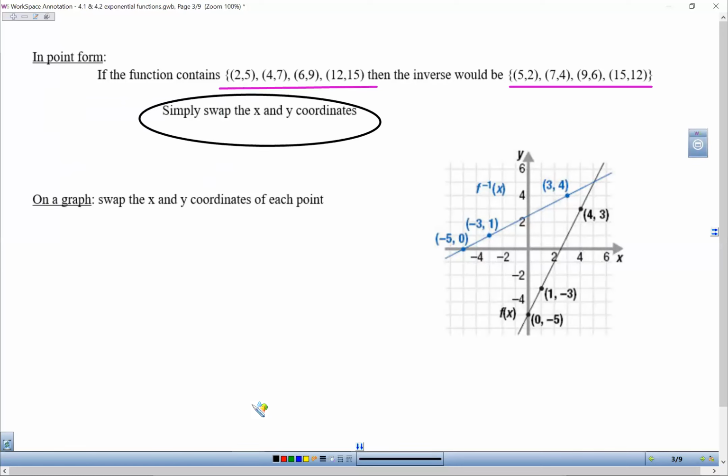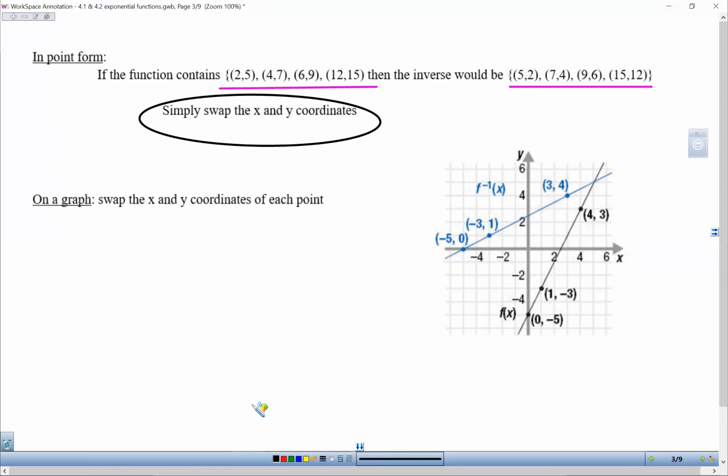Now, I'll caution you, when you do a question like this, it's probably not going to be just 4 points. It's probably going to be multiple choice, and there may be as many as 8 or 12 points. So make sure you check carefully and look at every single point and make sure the answer you choose, every single x and y have been swapped.